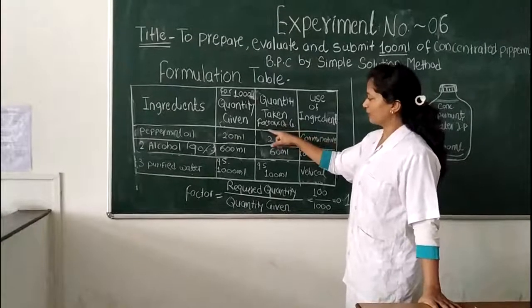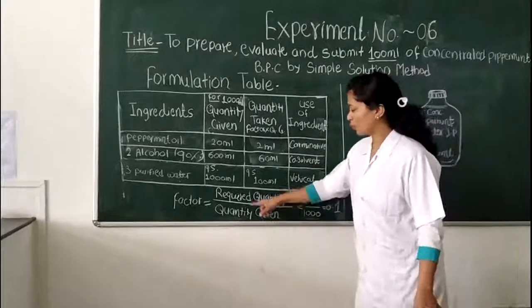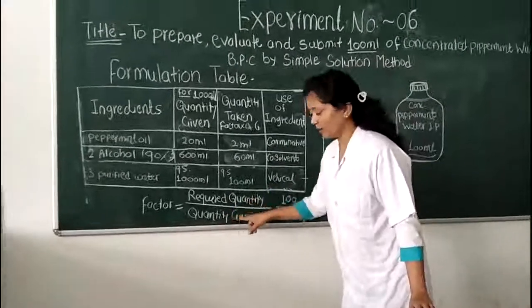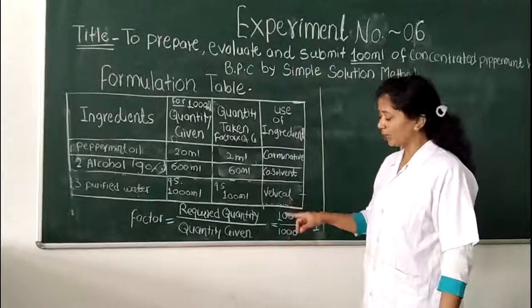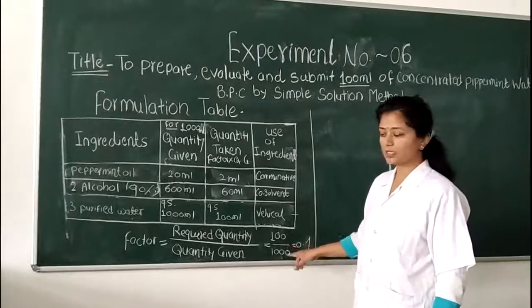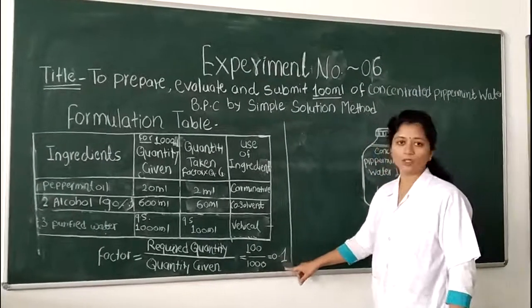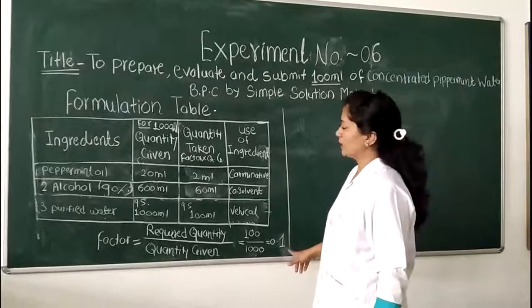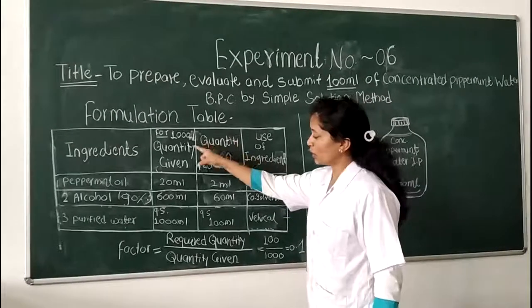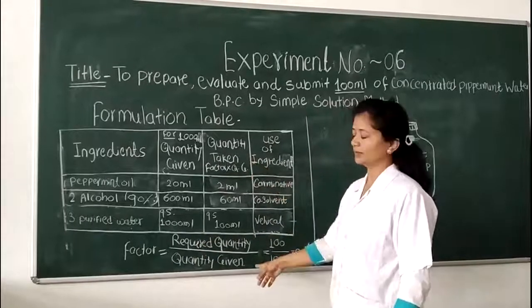This can be calculated by the factor multiplied by the quantity given. The factor can be calculated from the quantity required and the quantity given. Our quantity required is 100 and the quantity given, which is given in the BPC, is 1000. That's why our factor will be 0.1. And we multiply this factor by the quantity given's amount, and we get the quantity taken.